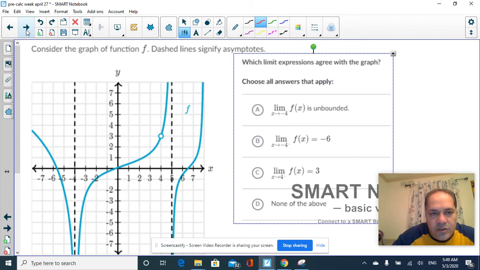We have a function given in the graph, and he asks which limit expressions agree with the graph. Choose the answer that applies. So we have to check. We have a lot of choices here, and we have to check which ones are correct.